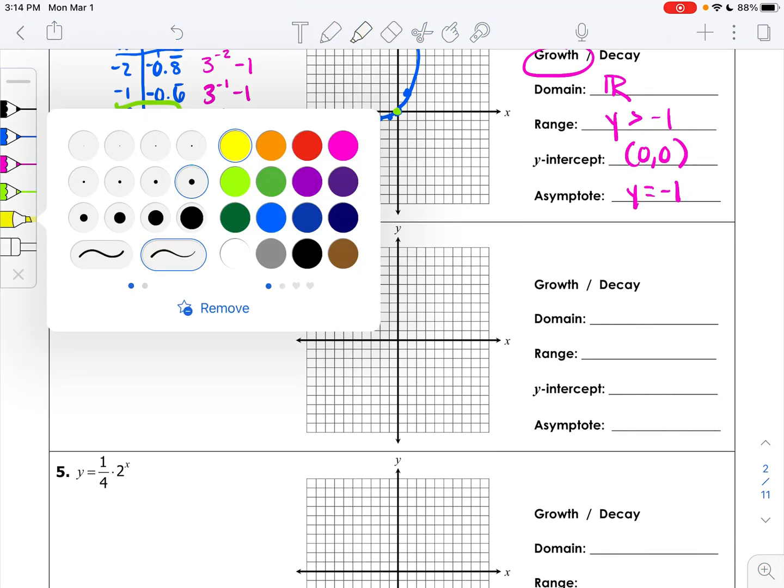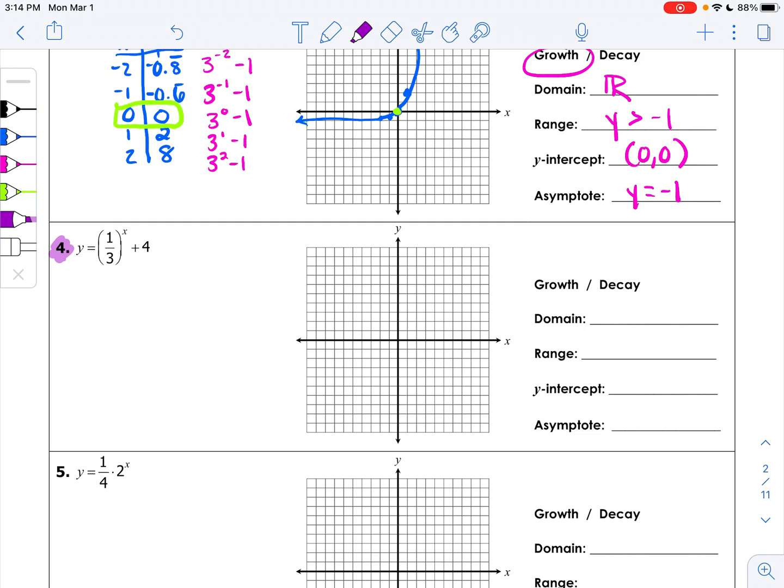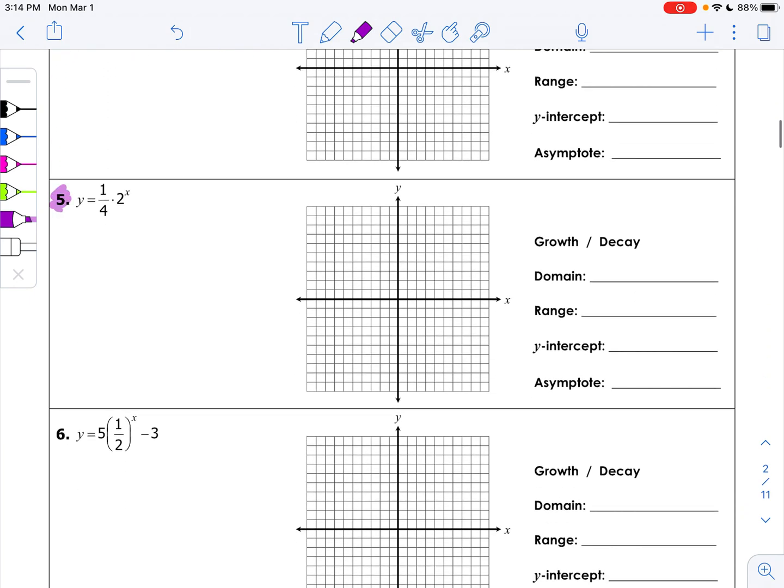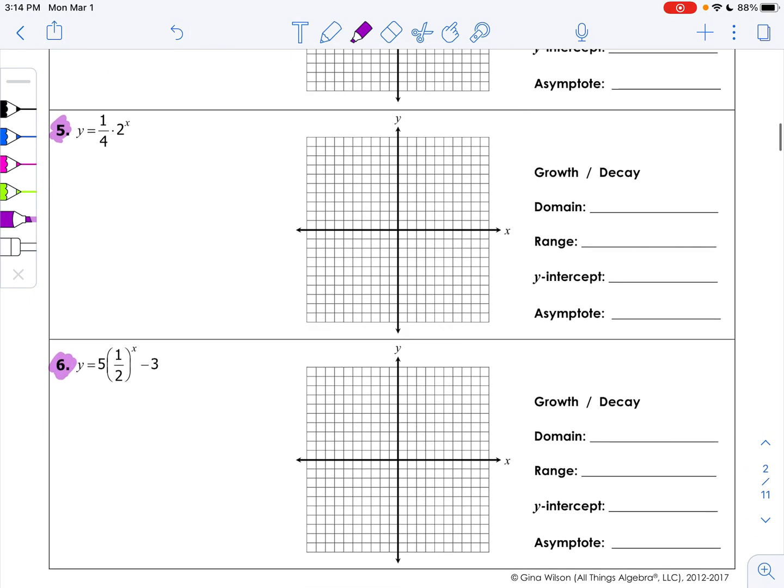Go ahead and highlight number 4, 5, and 6. And remember to use those values, -2, -1, 0, 1, and 2 when making your table.